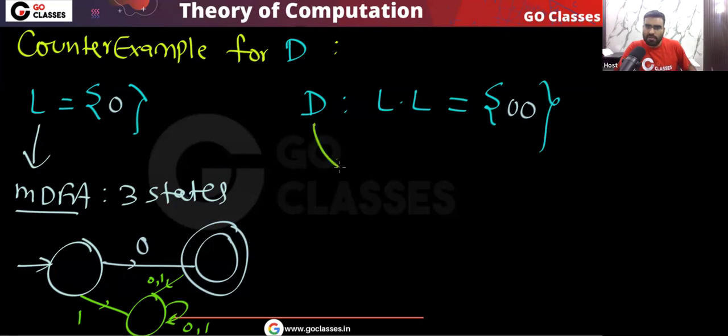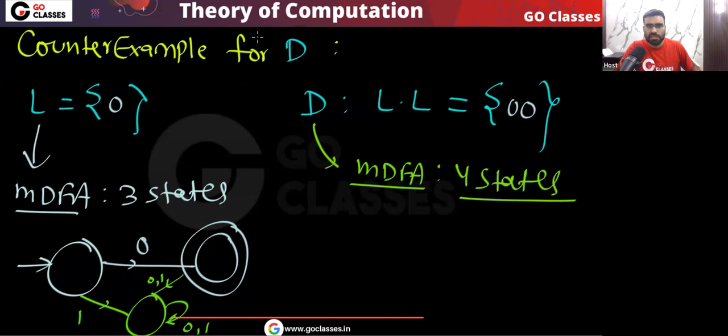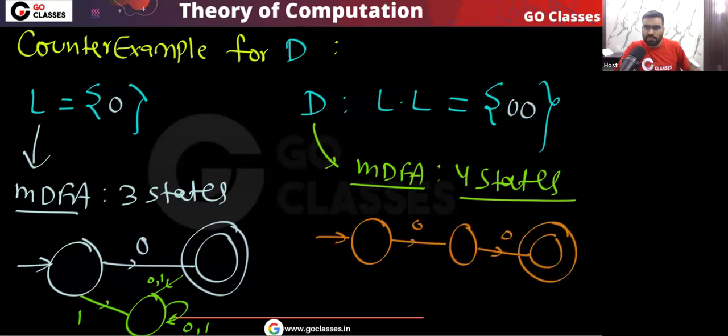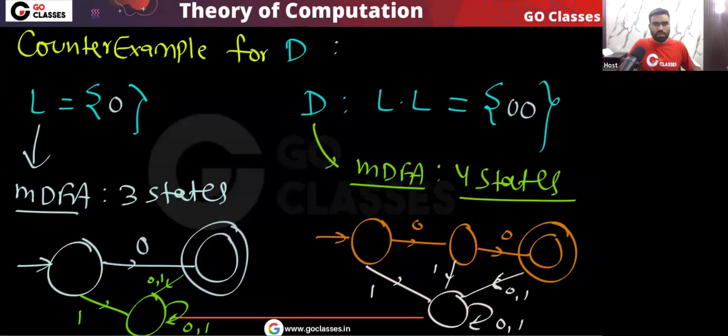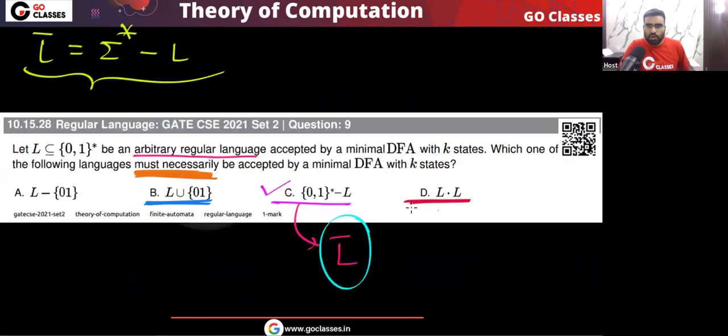For option D, in the minimal DFA, how many states? The minimal DFA will have a total of 4 states. So again you can notice this is the counterexample for option D, because the minimal DFA will be like this: if 0 comes, you accept; if anything else comes, for example if 1 comes, then go to the reject dead state. So this is the idea. I hope this point is clear. So these are the counterexamples for options A, B, D. So the final answer will be option C. Is this point clear? This is a beautiful question in GATE 2021.